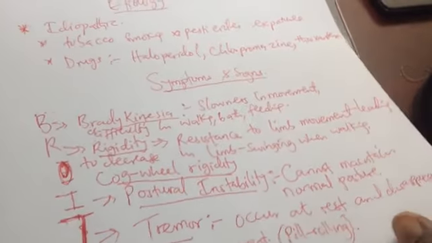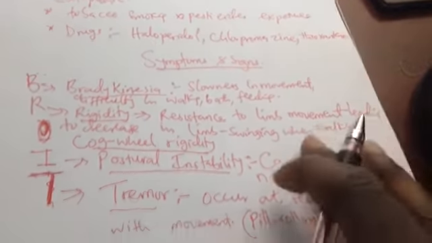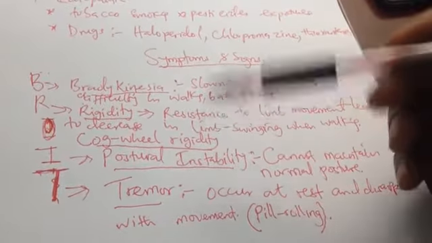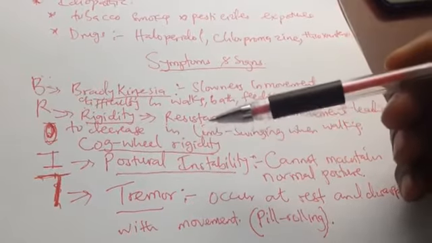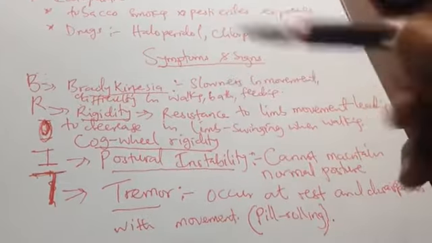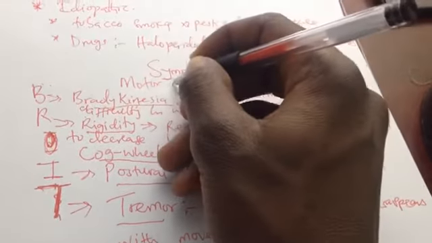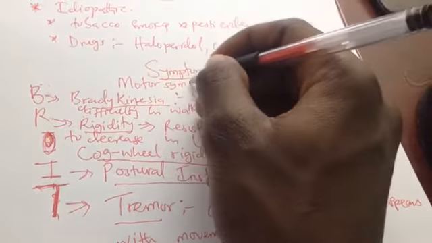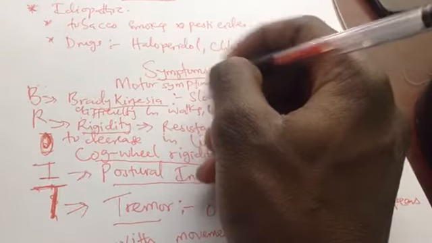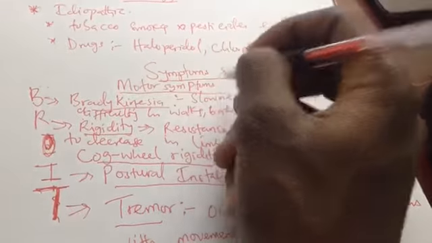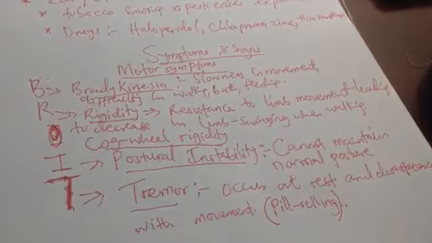So these are the most important classical signs or symptoms of Parkinson's disease. Especially these are called motor symptoms. So we also have non-motor symptoms or cognitive symptoms.